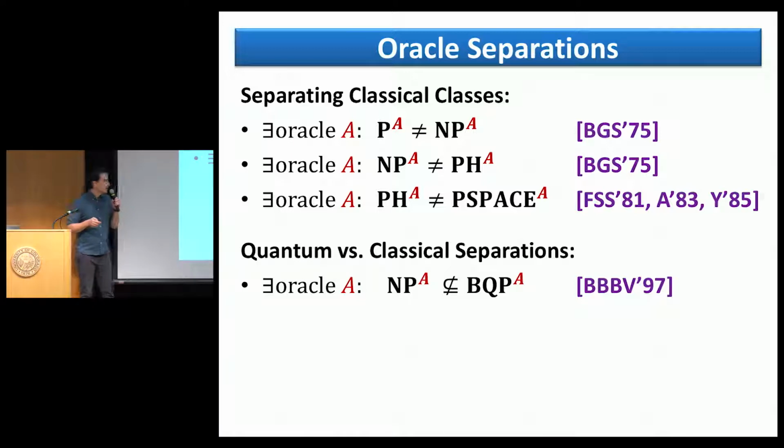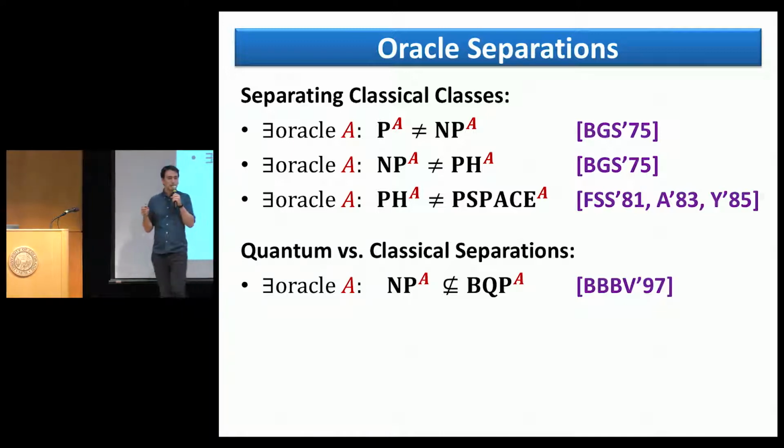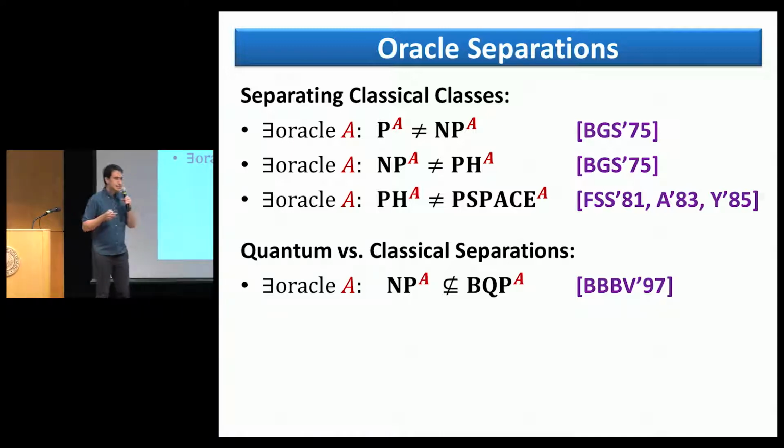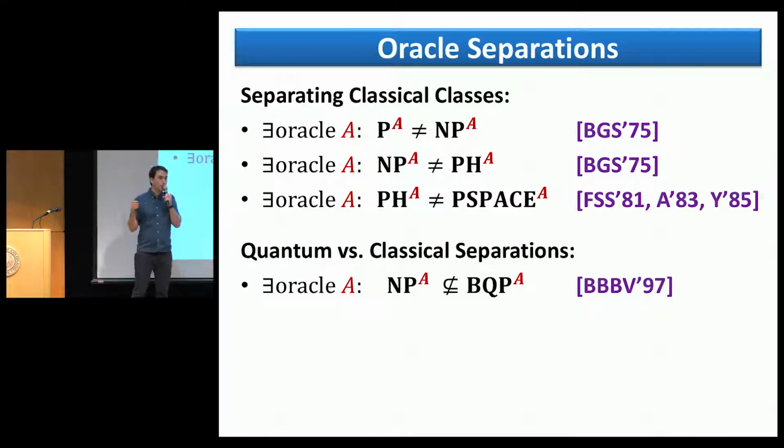The seminal result of Bennett, Bernstein, Brassard, and Vazirani showed that there exists some oracle A such that NP to the A is not in BQP to the A. So there exist some tasks that an NP machine could solve with access to this oracle, but a quantum algorithm requires exponential time. This is seen as good evidence that a quantum algorithm would not be able to solve NP-complete problems. It would still take exponential time.